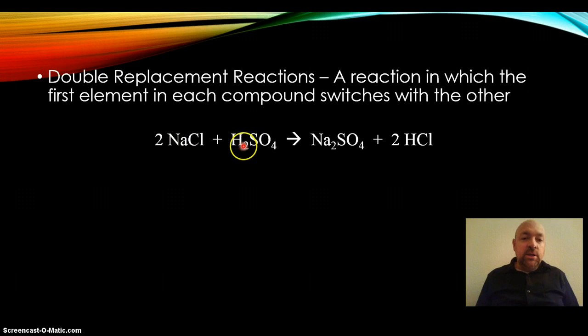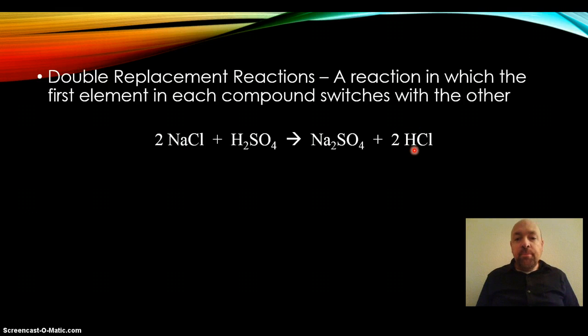So it's kind of a double swap. So hydrogen's going to come over here, replace sodium. Sodium's going to come over here and replace hydrogen. So that's basically how that's going to work. And if you look over on the product side, that's exactly what happened. This sodium here that was bonded to chlorine, it came over here. It's now bonded to sulfate. This hydrogen here that was bonded to sulfate came over and replaced the sodium, and you ended up with hydrochloric acid, or HCl. And you have hydrogen bonded to chlorine.